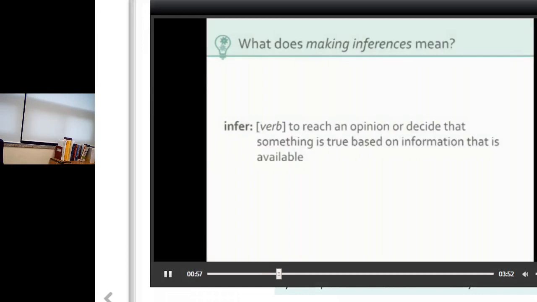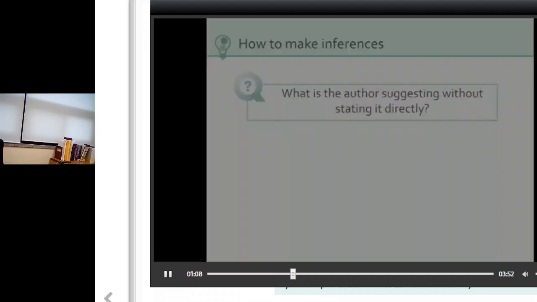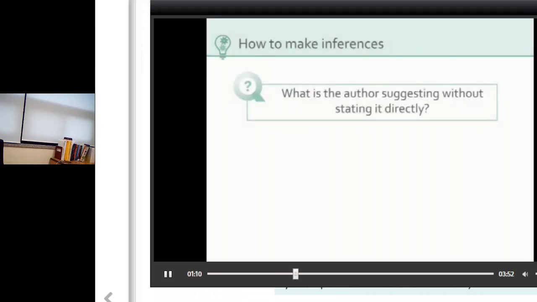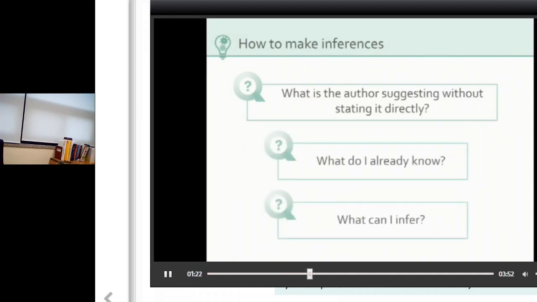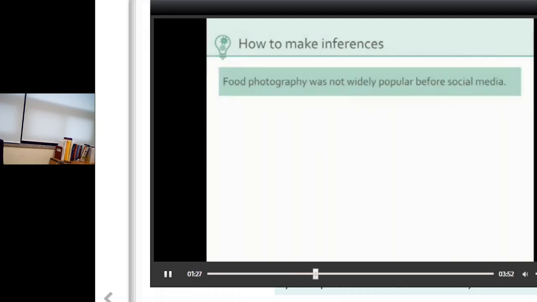When you make an inference, you form an opinion or reach a conclusion based on information in the reading and your own experiences and knowledge. When you make an inference, ask yourself, what is the author suggesting without stating it directly? What do I already know about this subject? Then ask, what can I infer from what the author has written? Now let's look at an example.